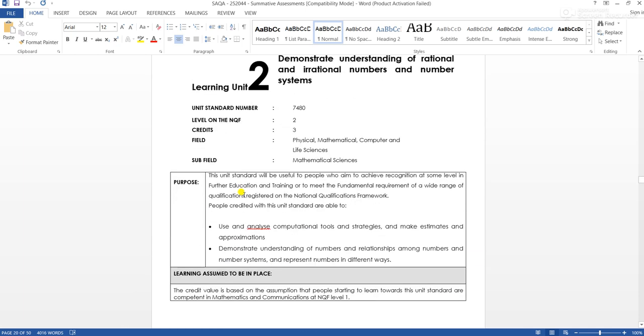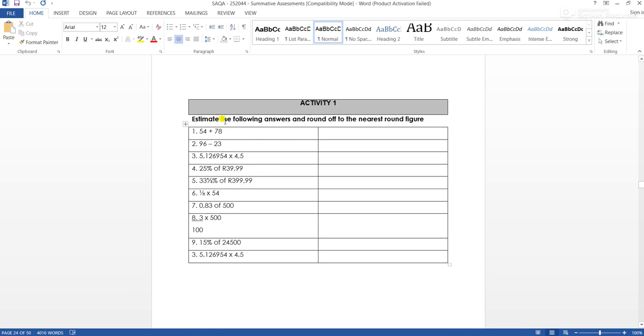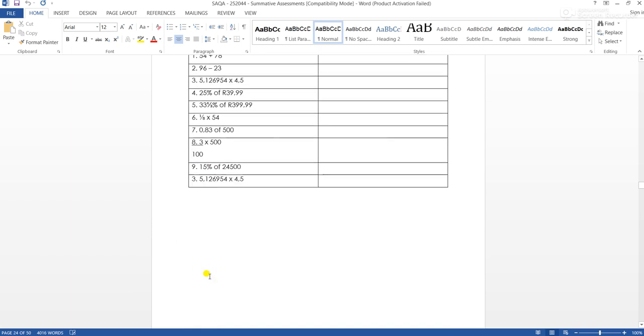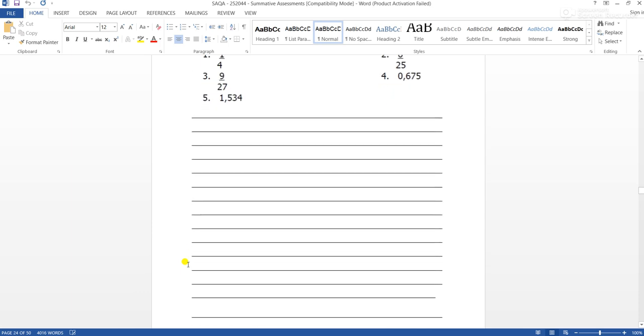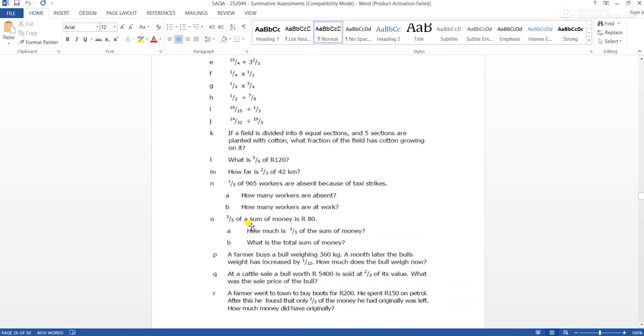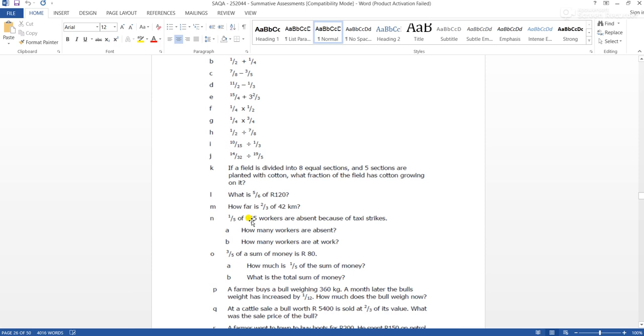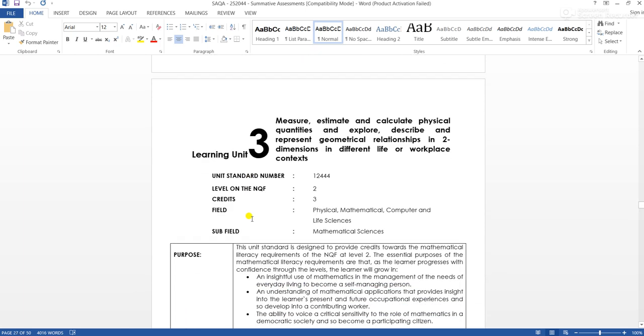You'll have to do that. For learning unit 2, you need to estimate the following answers and round off to the nearest round figure. So you'll calculate this and round them to the nearest figure. And activity 2, you need to convert the following into percentages. I've got 5. And also you need to calculate the following. It's about A up until F. And that's it for learning unit 2.